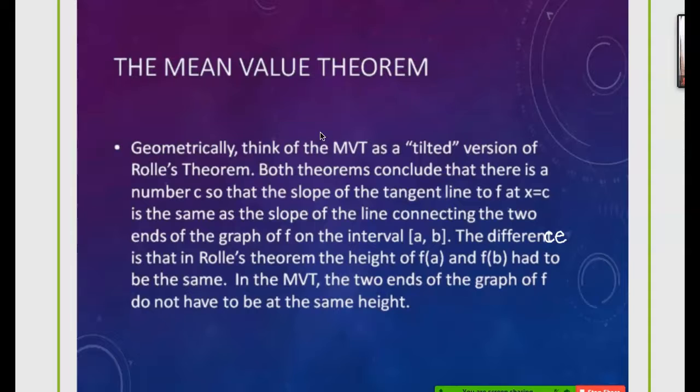MVT is essentially a tilted version of Rolle's, in which both theorems conclude that there is a number c such that the slope of the tangent to f at x equals c is the same as the slope of the line connecting the two ends of the graph. So the difference is that in Rolle's theorem, the height of f of a and f of b have to be the same, and in MVT, the two ends of the graph do not have to be the same.